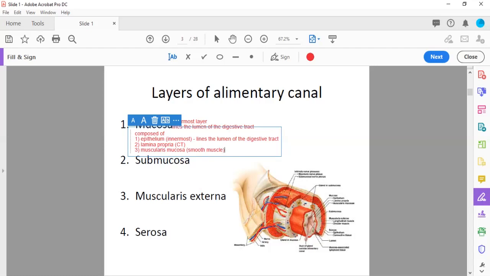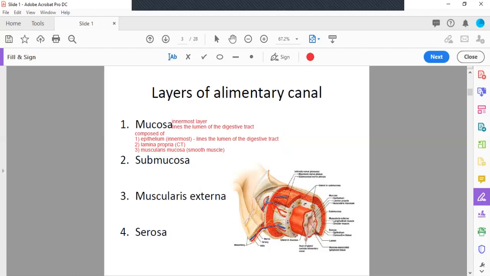All right. Now the next one is the submucosa. So underneath, deep to the mucosa, we have the submucosa, which is composed of a CT.